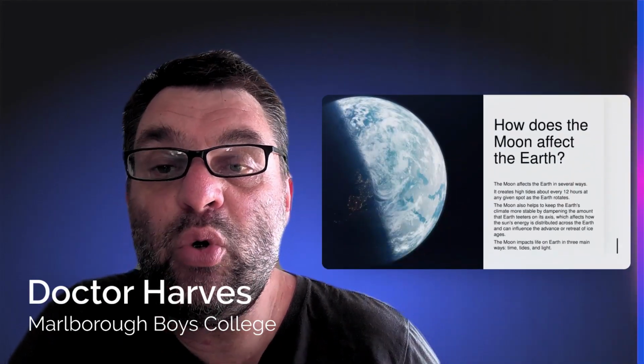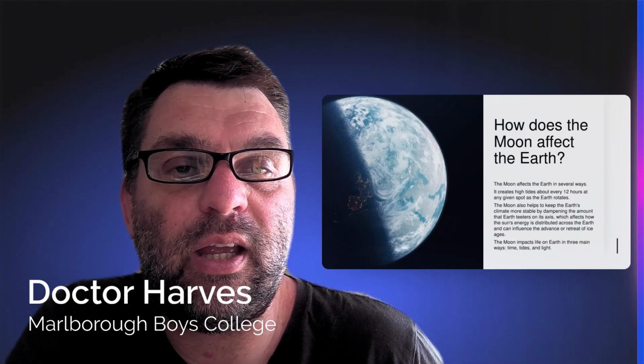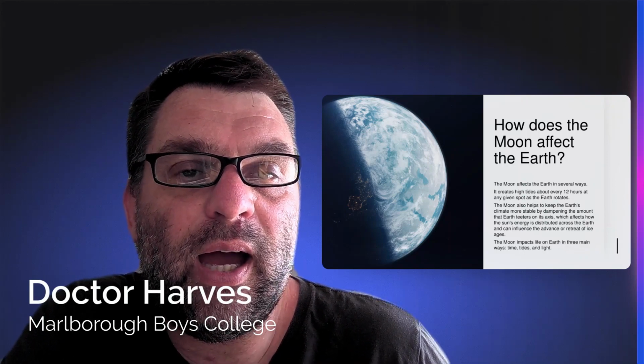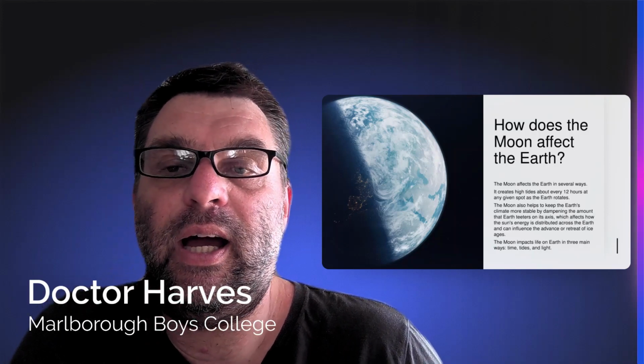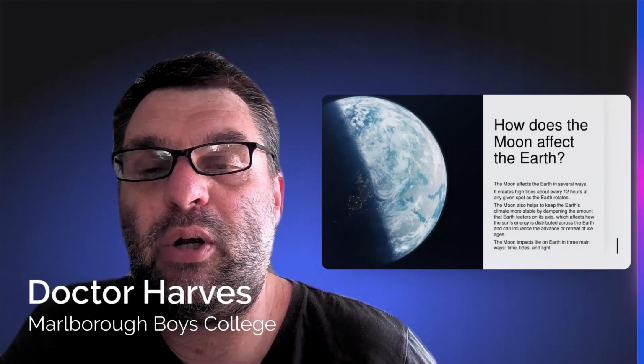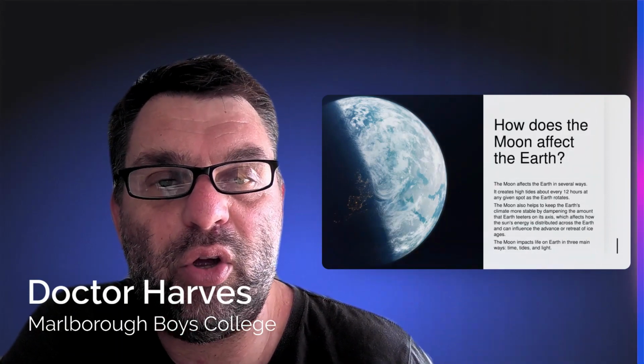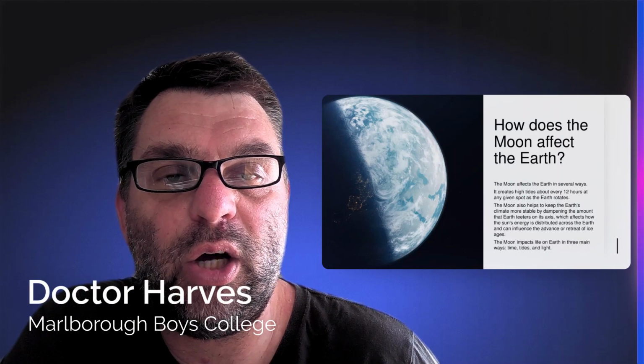So how does the moon affect us on Earth? It affects us basically in 3 ways. In terms of time, it decides what the tides are, and also the light, because the moon reflects the light from the sun onto the Earth during nighttime.